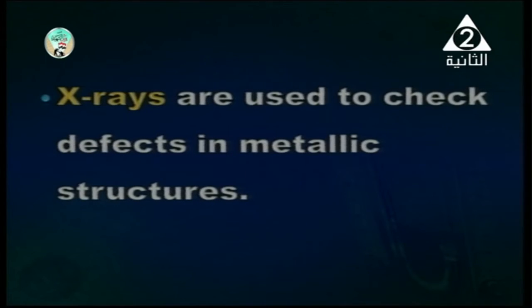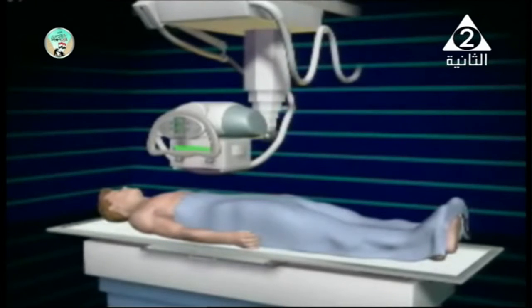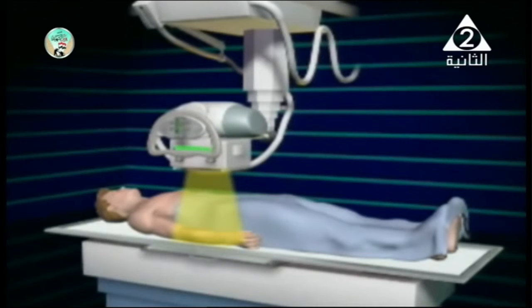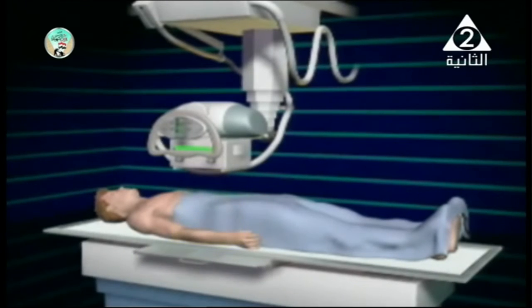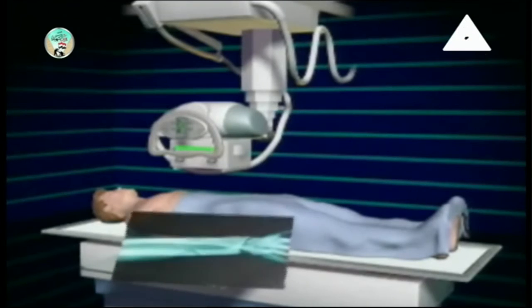X-rays are used to check defects in metallic structures in metal casting, because X-rays have high penetrating powers. Also, X-rays are used in detecting fractures and cavities in bones, such as a broken bone or a tooth cavity.